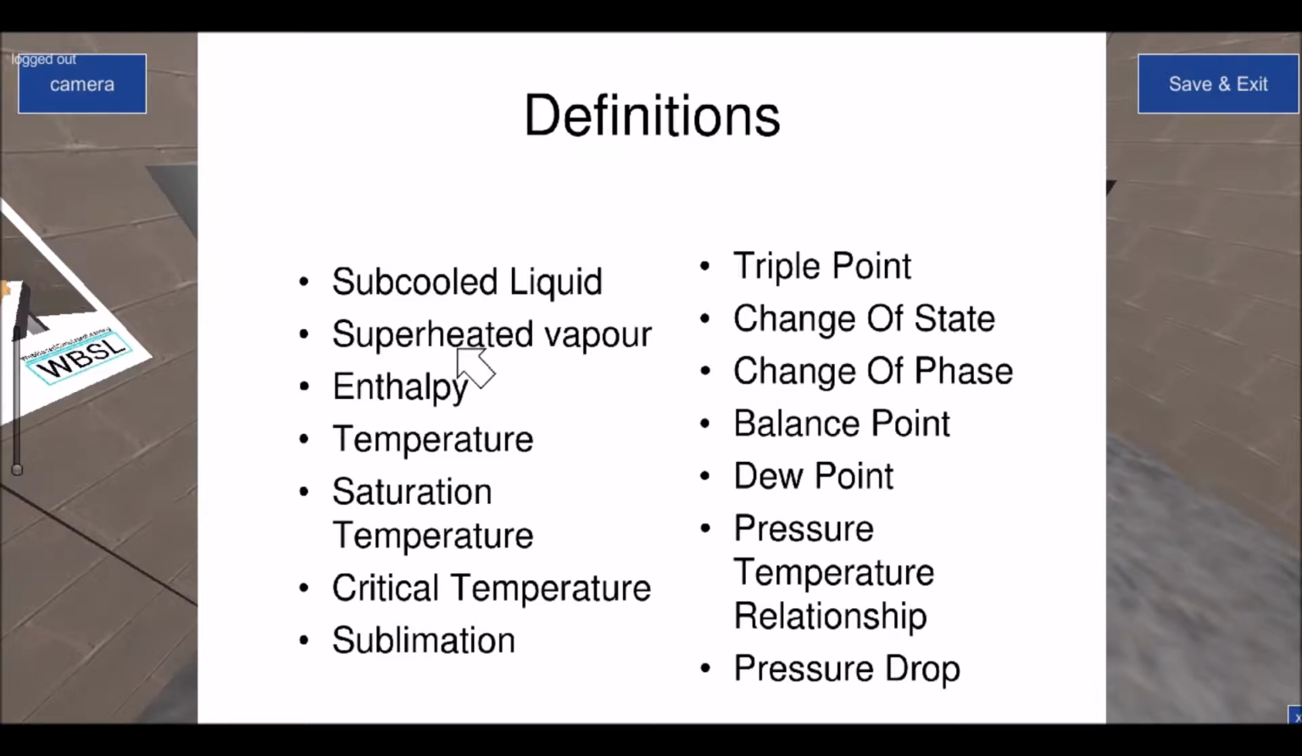Superheat: a vapor is said to be superheated if it's at any temperature above that of its saturation temperature or boiling temperature. Enthalpy is the summation of all of the energies to bring it to its present state. So heat is a form of energy.